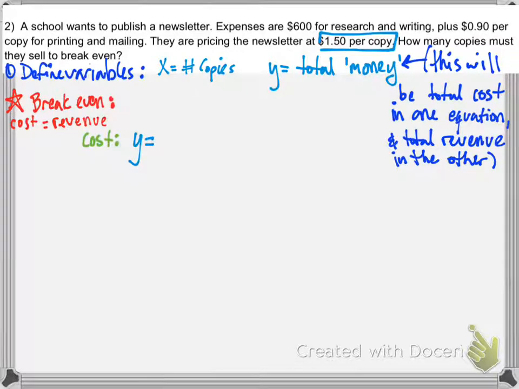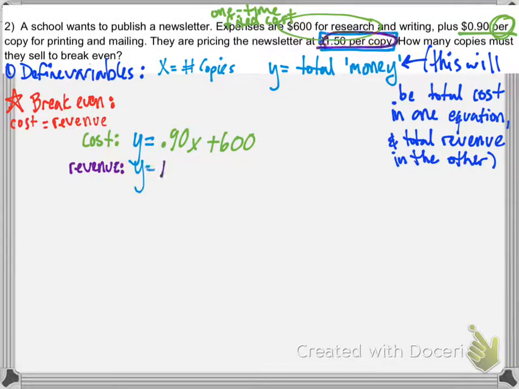So for the cost equation, what are the costs? So there's an initial fixed cost of $600. That's a one-time thing, so that does not get a variable. And then it's 90 cents per copy. So the per indicates that's our coefficient. So 0.90x plus 600 is our total cost per number of copies.